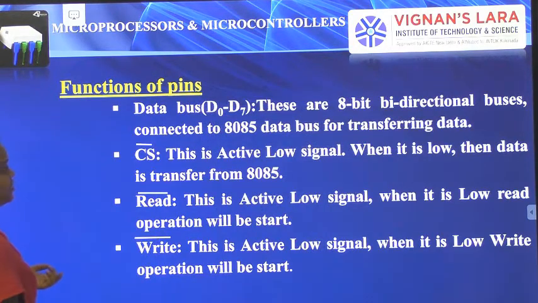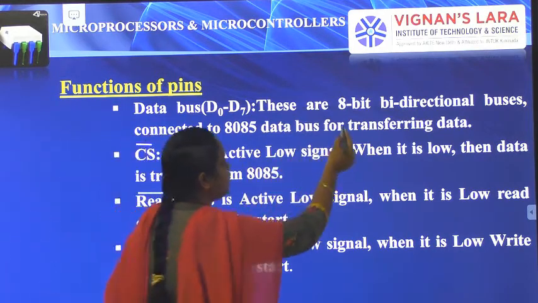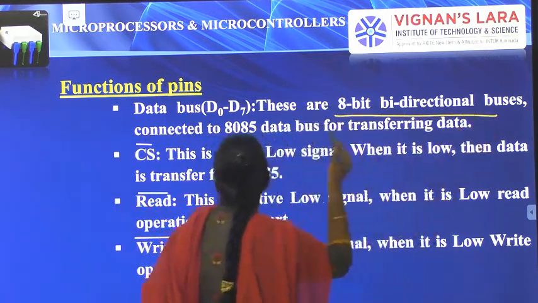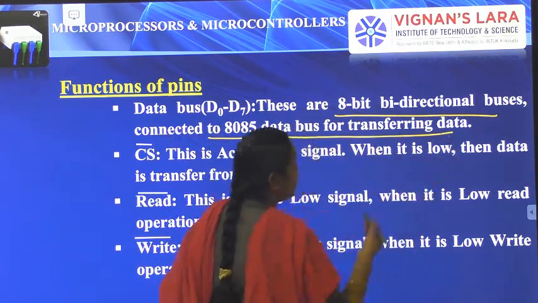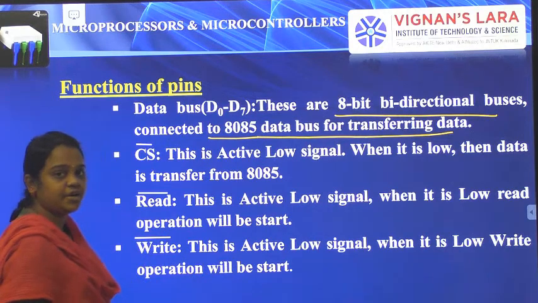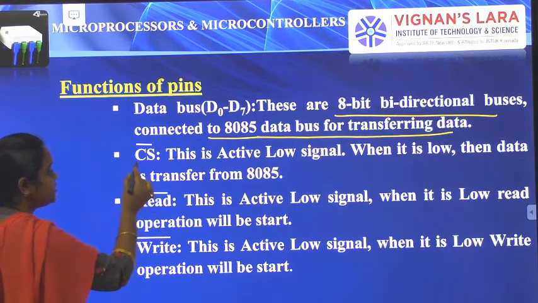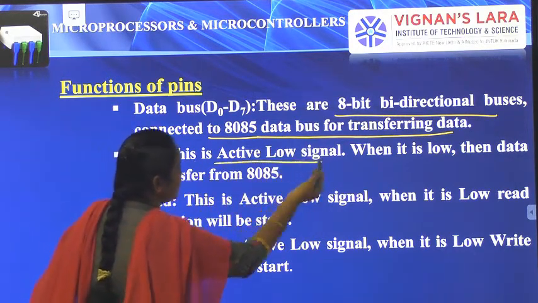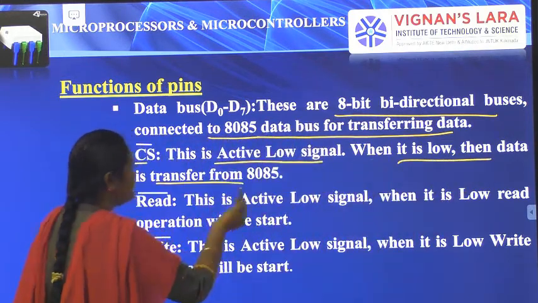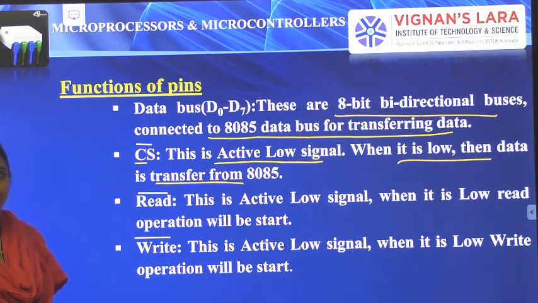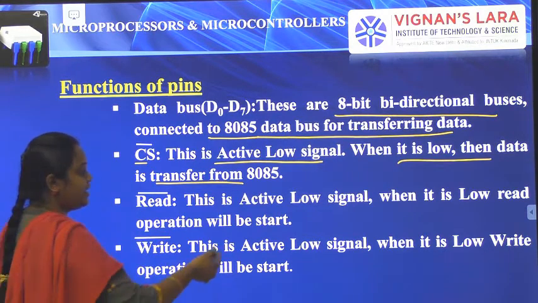Coming to the functions of these pins, there are D0 to D7. These pins form an 8-bit bidirectional bus connected to the 8086 data bus for transferring data. For transferring data, we have the D0 to D7 pins and the CS bar. This is an active low signal. When it is low, data is transferred from the 8085 or 8086.